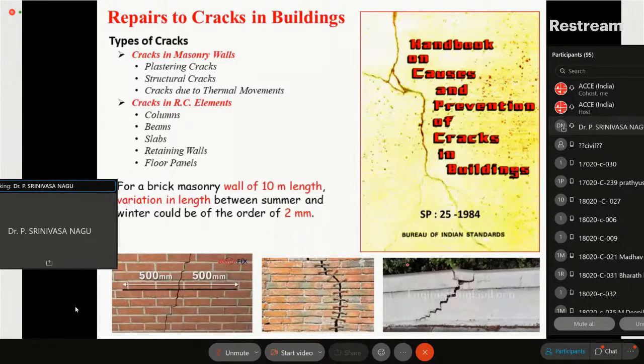Right. So repairs to cracks in buildings, you can see there may be cracks in masonry walls, which may be plastering cracks or structural cracks. If the crack extends from one side of the wall to the other side, that is a structural crack due to loading effects or settlements, etc. Then the cracks due to thermal movements, that's why you apply the joints in the walls and slabs. If the joints are properly maintained, you won't get those cracks. Then cracks in RC elements are the biggest problem. This requires a very high degree of professionalism to tackle. Columns, beams, slabs, retaining walls, floor panels, you get a number of cracks.